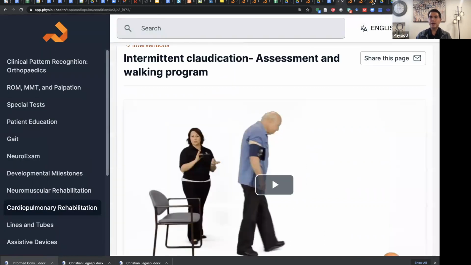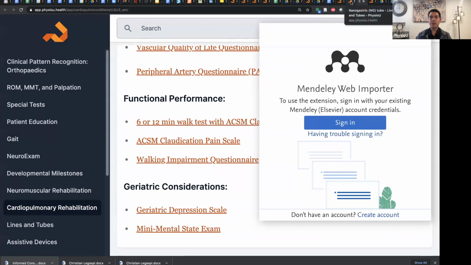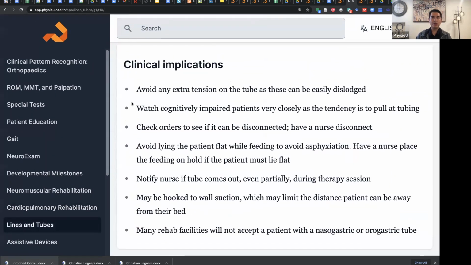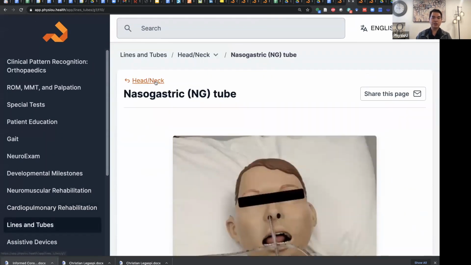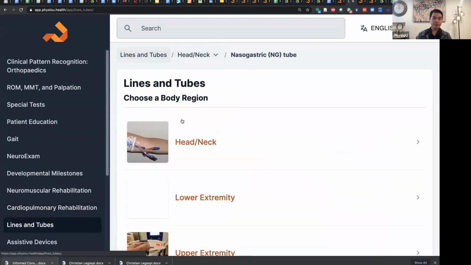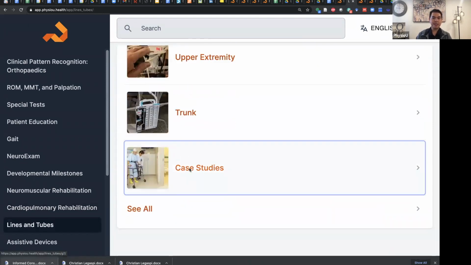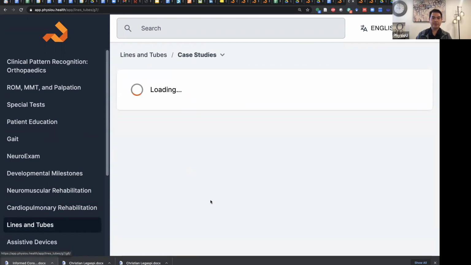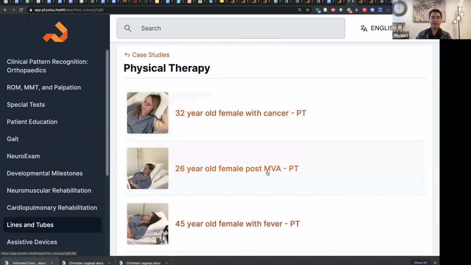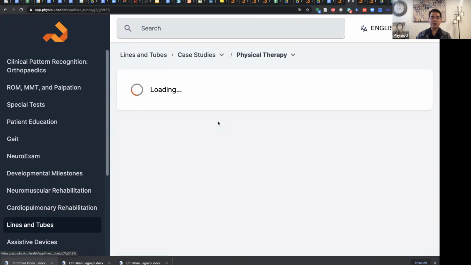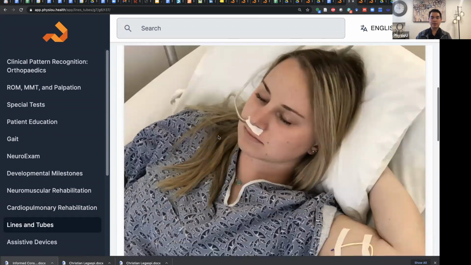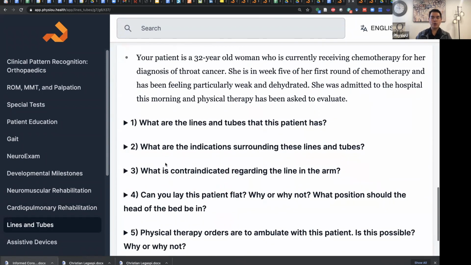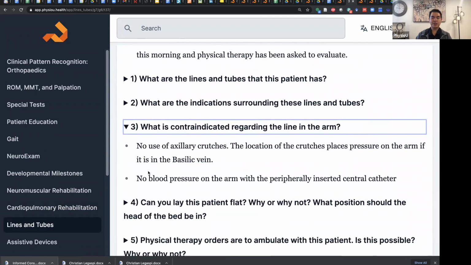Let me find where we were here. Yep, here. All of our lines and tubes are here, basic lines and tubes. There is also some basic case studies so that we can discuss the common lines and tubes. And there are some questions and some basic answers, again, to facilitate discussion for you. Okay, so that's lines and tubes.